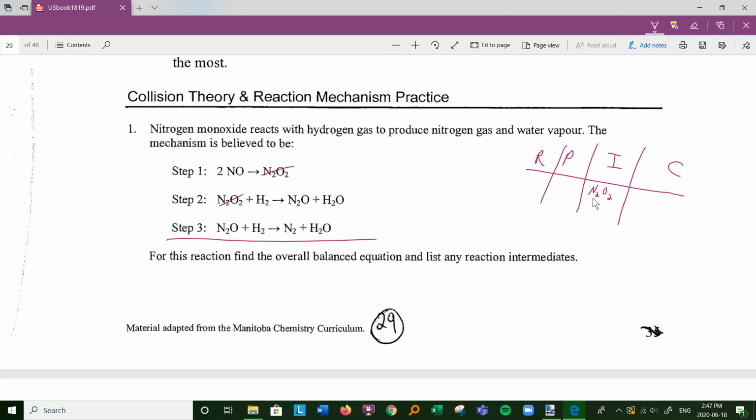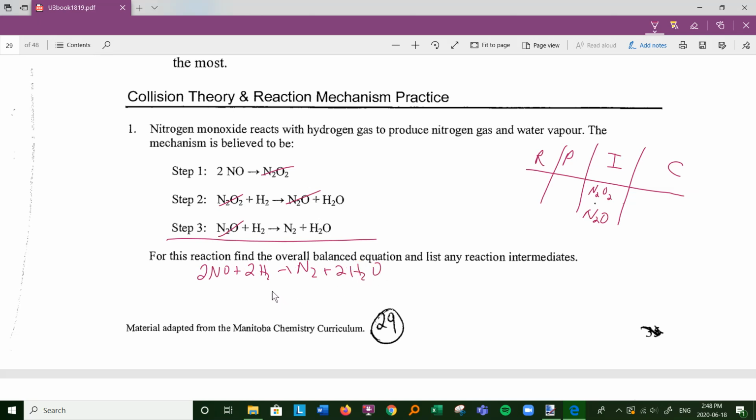Are there any catalysts here? I don't think so. Oh, I have another intermediate here, N2O. First it's on the product side, then the reactant side. So that's another intermediate. So I end up with 2NO plus 2H2 goes to N2 plus 2H2O.